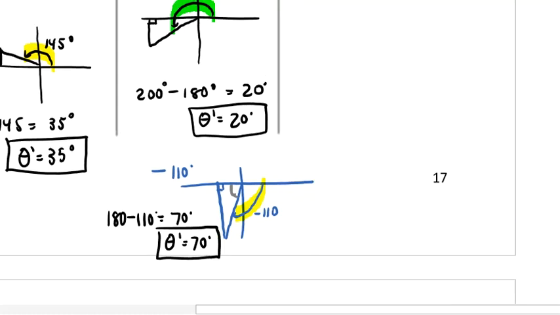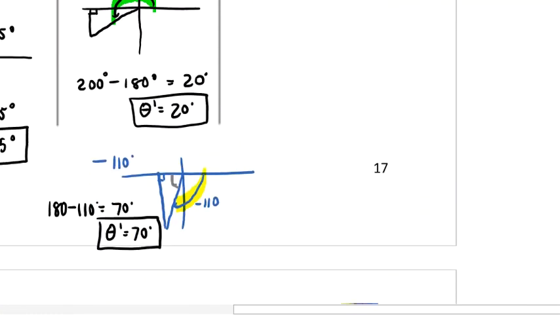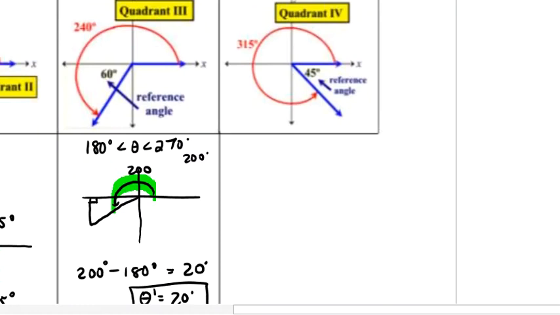It was a little tricky. So even though I was in quadrant 3, I didn't do the angle minus 180 every single time. I draw my picture first instead. Now, something in quadrant 4.